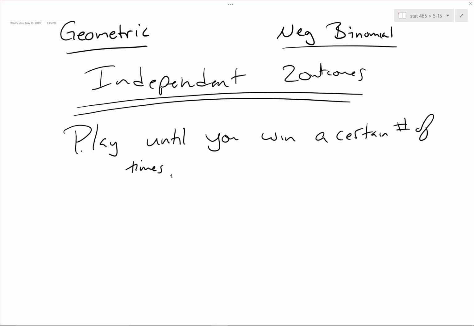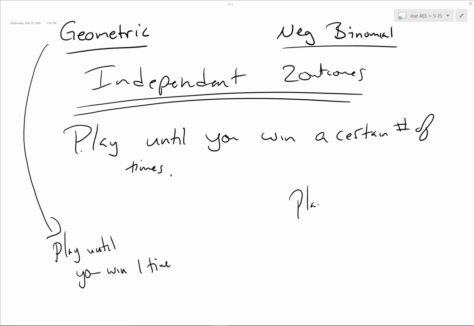So again, very similar to binomial because they're independent and they have two outcomes, but they differ in that you're going to play until you win a certain number of times. So the difference between these two is this. Geometric, you play until you win once. This one you're going to play until you win X times. Now, if you're smart, you realize that the geometric is a special case of this guy, yes? That guy is a special case of this guy. That over there is when x is equal to 1, yes? So if x equals 1, they're the same.